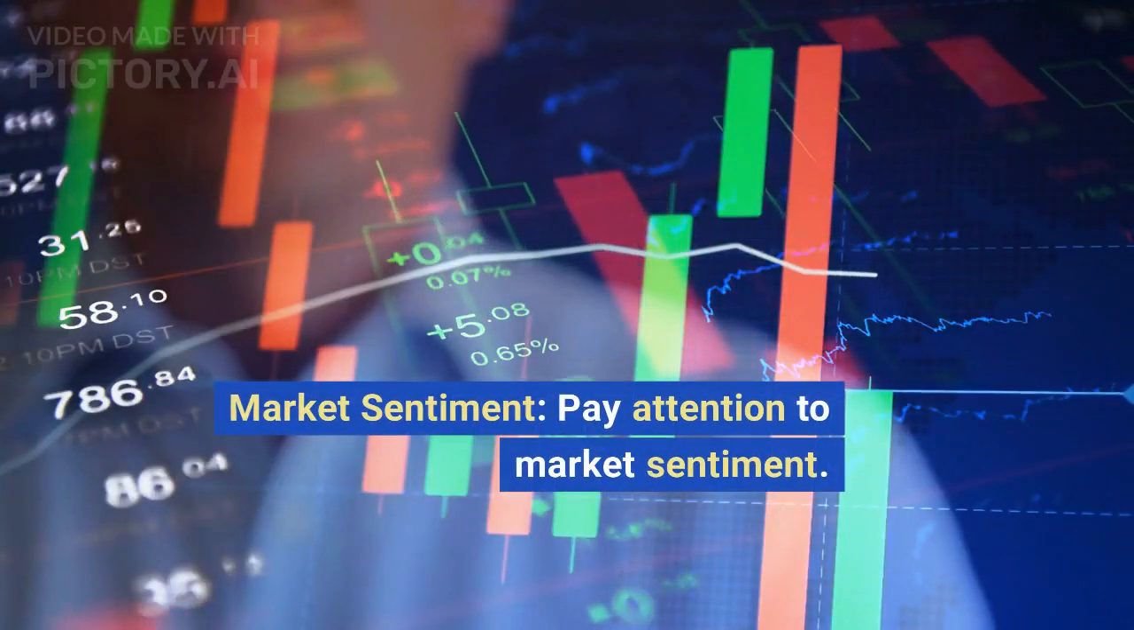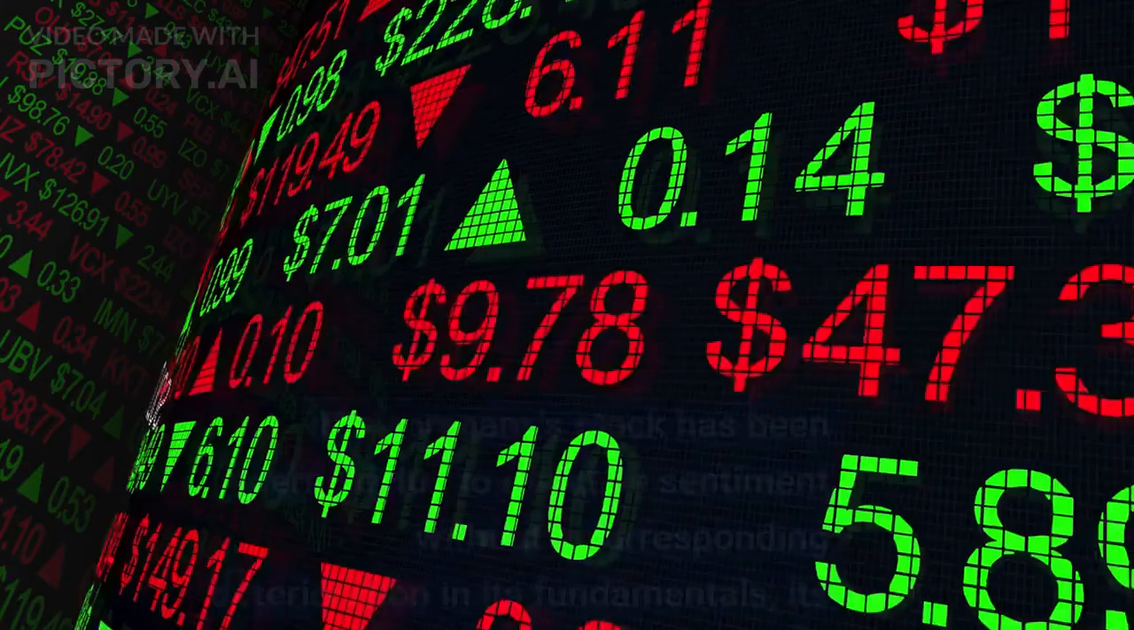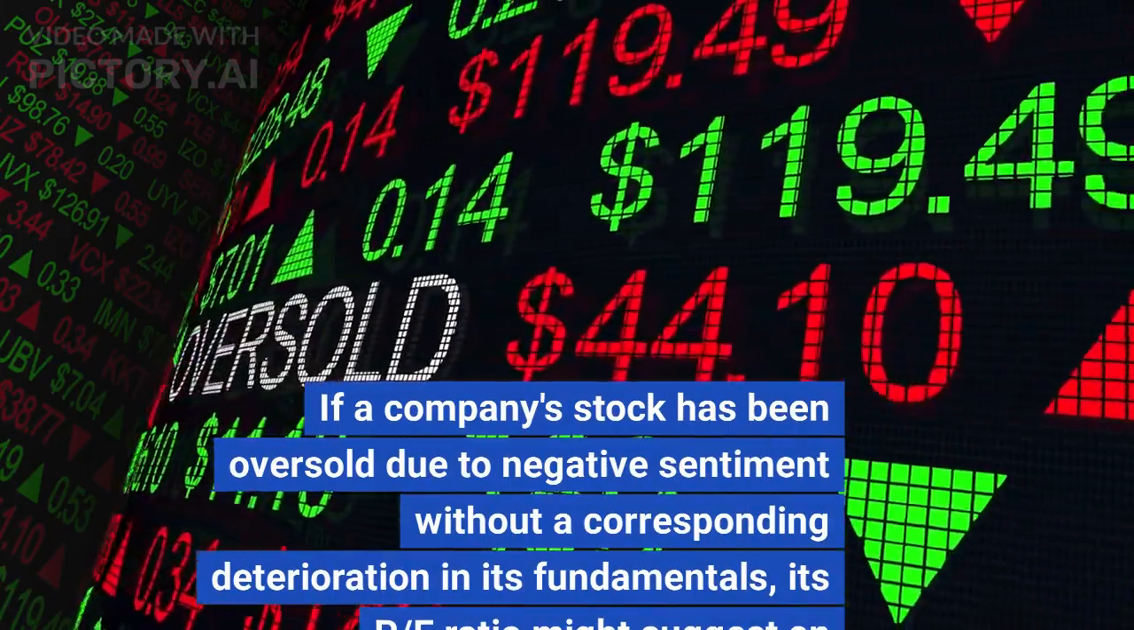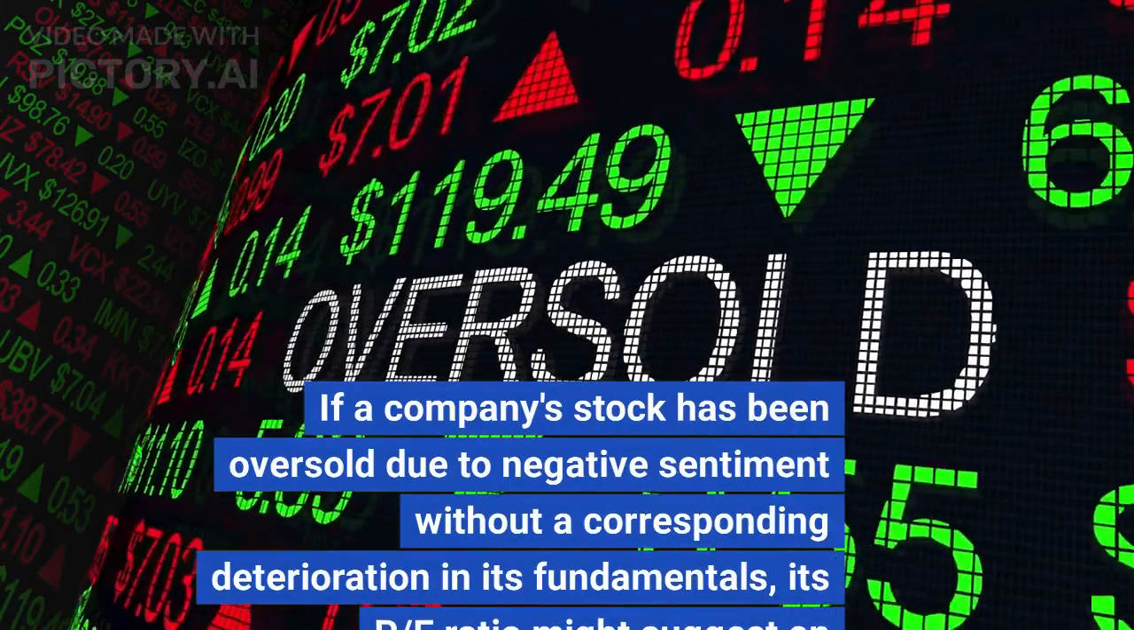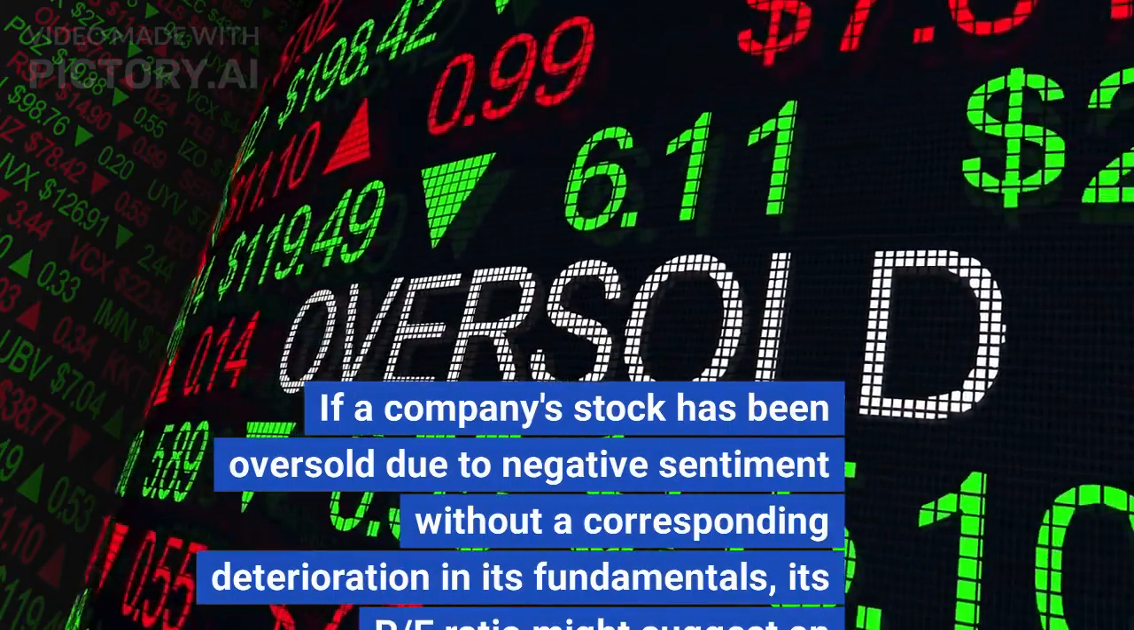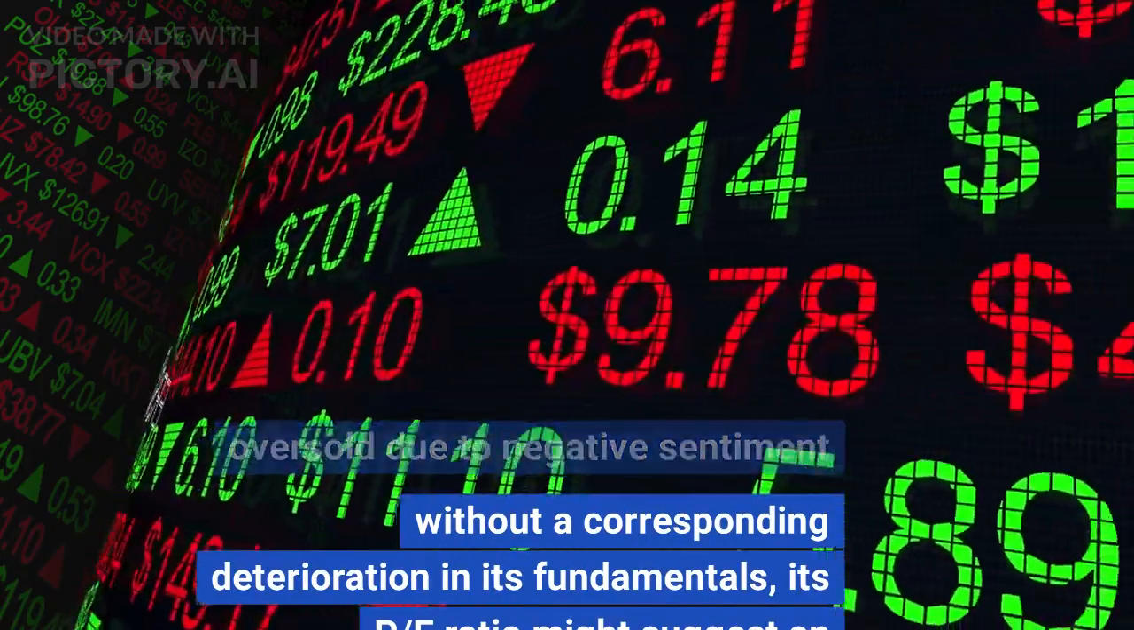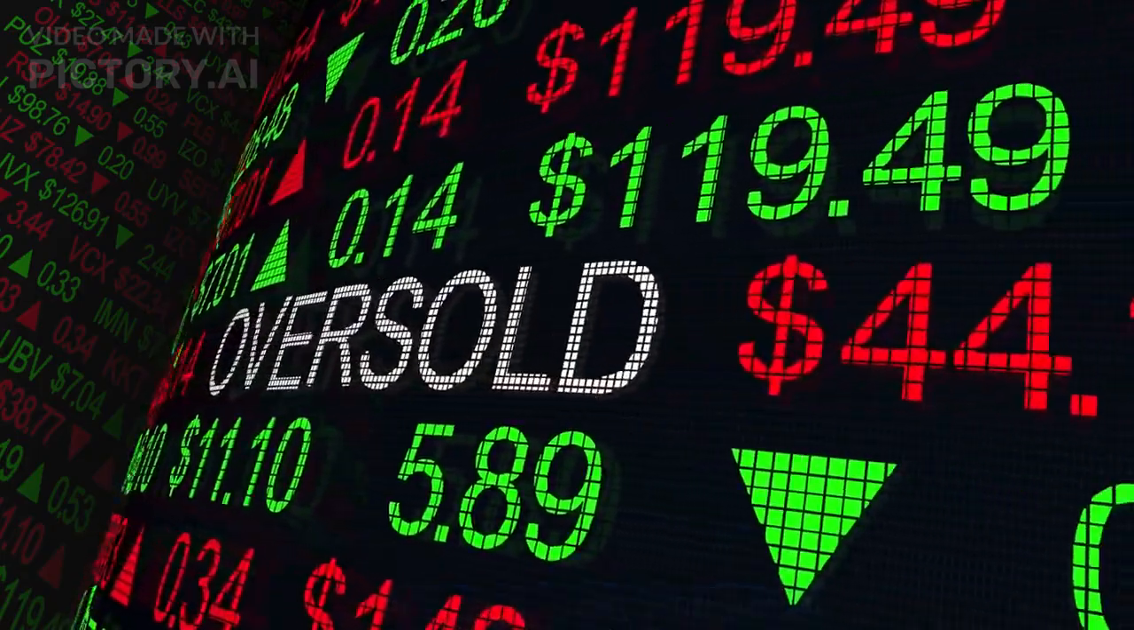Market sentiment. Pay attention to market sentiment. If a company's stock has been oversold due to negative sentiment without a corresponding deterioration in its fundamentals, its P/E ratio might suggest an undervalued situation.